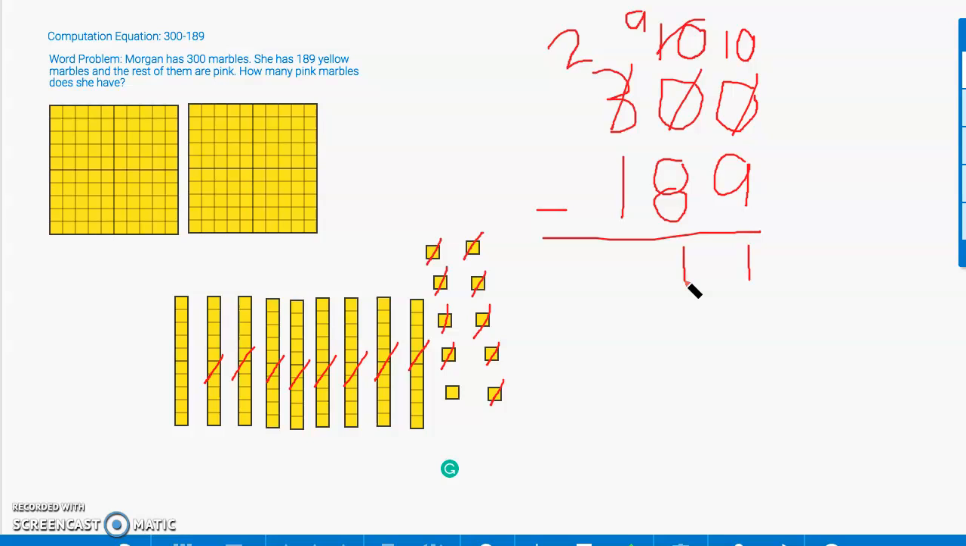So next we can take away one of our 100s, which leaves us with 1 100. So we see that 300 minus 189 is 111. So you can see with our virtual base 10 blocks that we have 1 100, 1 10, and 1 1, which equals 111.